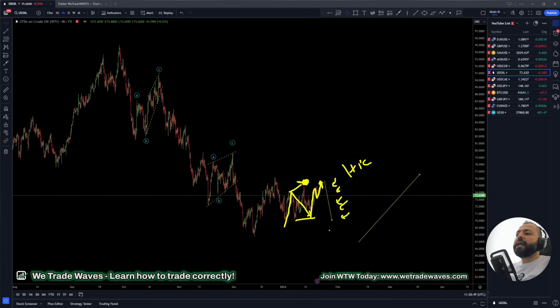By the way, guys, nothing here is signals, and the arrows are not actually entries or targets. The arrows are only the direction. So this is only our bias based on weighted waves, special wave analysis concept.